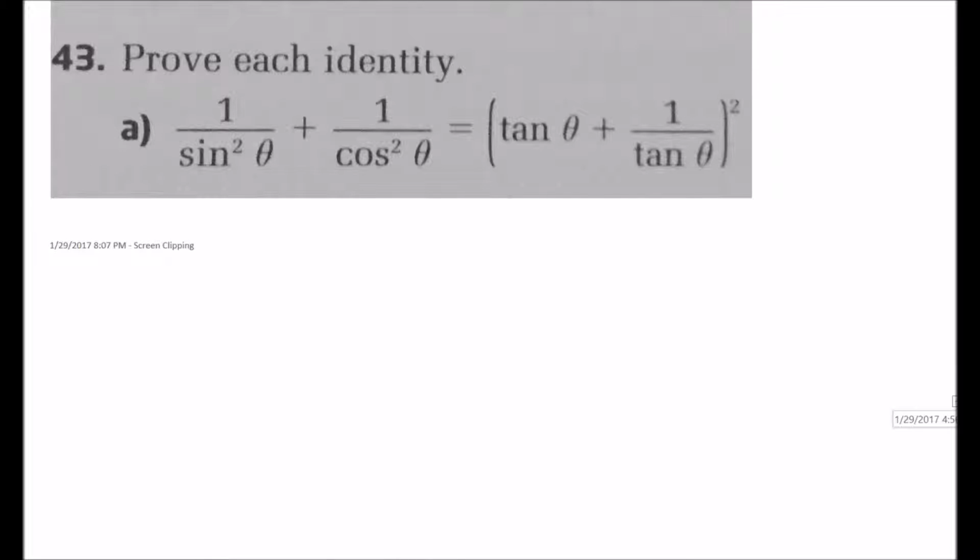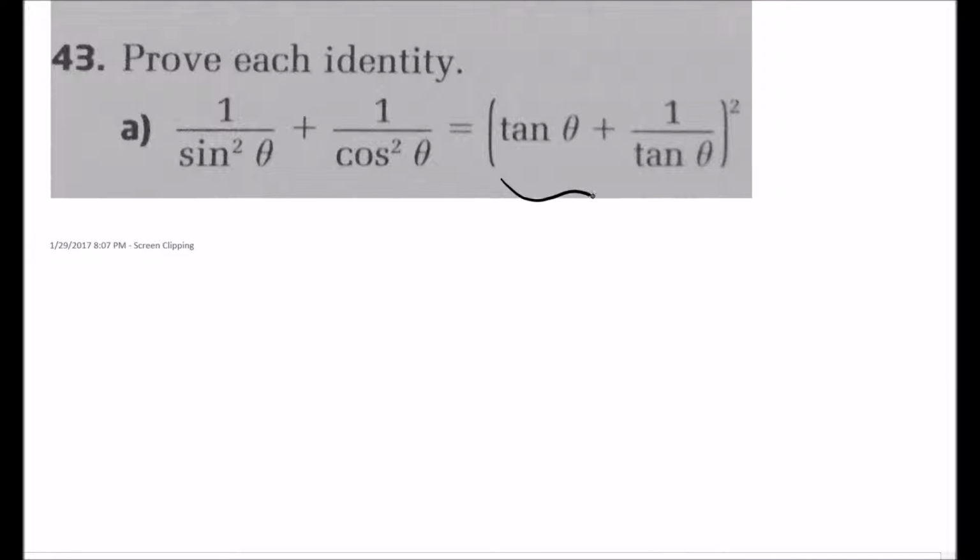Hey everyone, so let's check out this question that was submitted to us here. It says prove each identity: 1 over sine squared theta plus 1 over cosine squared theta equals the tan of theta plus 1 over tan theta, squared. Alright, so let's go ahead and try to prove this here.